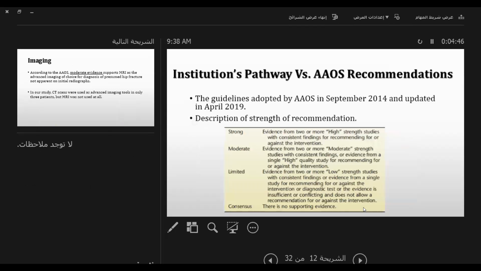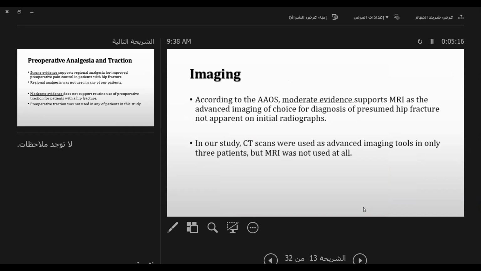Now, let us discuss our institutional pathway versus the AAOS recommendations. These guidelines were adopted by AAOS in September 2014 and updated in April 2019. Just to know that the strength of recommendation that I will mention is classified as strong, moderate, and limited, according to the strength of the study that the recommendation was built on.